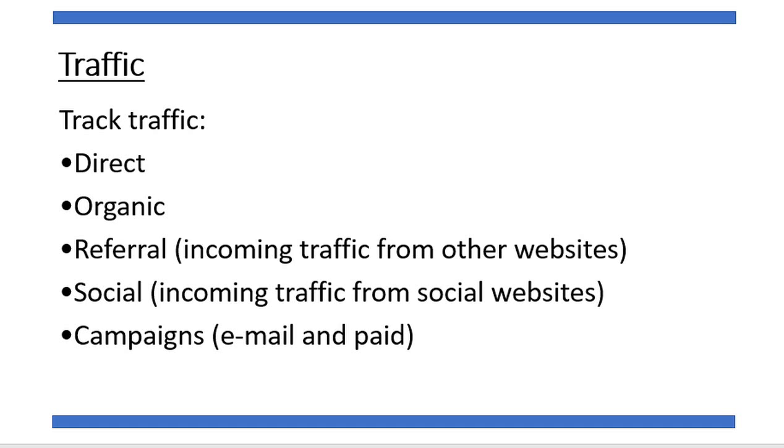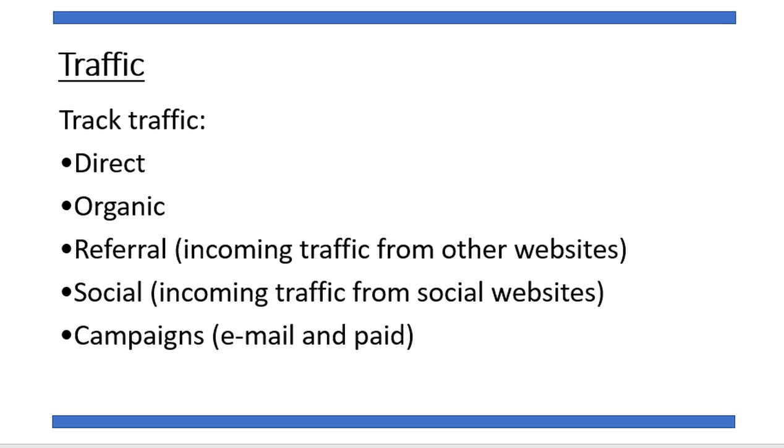There are 5 main types of traffic. Direct traffic means somebody literally typed your domain into their browser and came to your site directly. Organic traffic means that this came from some type of a search engine. The biggies are Google, Yahoo, and Bing. Referral is referring to traffic that comes from other websites. So those websites have a link to your site on their pages and someone clicks through from that website to your website.